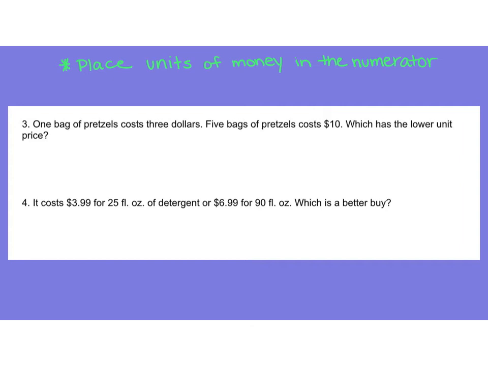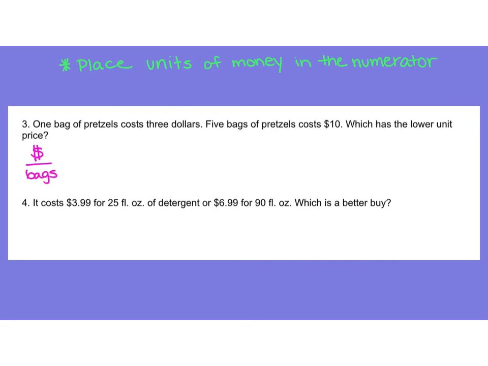So on question number 3, we see 1 bag of pretzels costs $3. 5 bags of pretzels cost $10. Which has the lower unit price? So we need to set up 2 unit fractions to figure out which one has the lower unit price. So we see dollars. So we're going to make sure that's a unit of money. We're going to put that in our numerator, over bags of pretzels, that will go in our denominator.